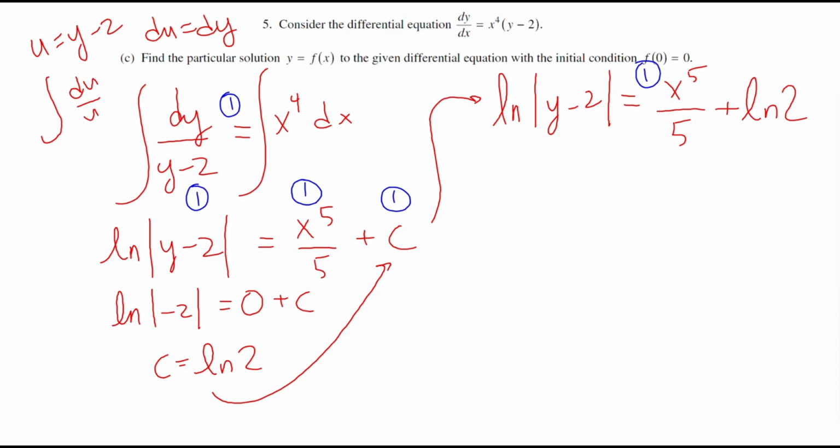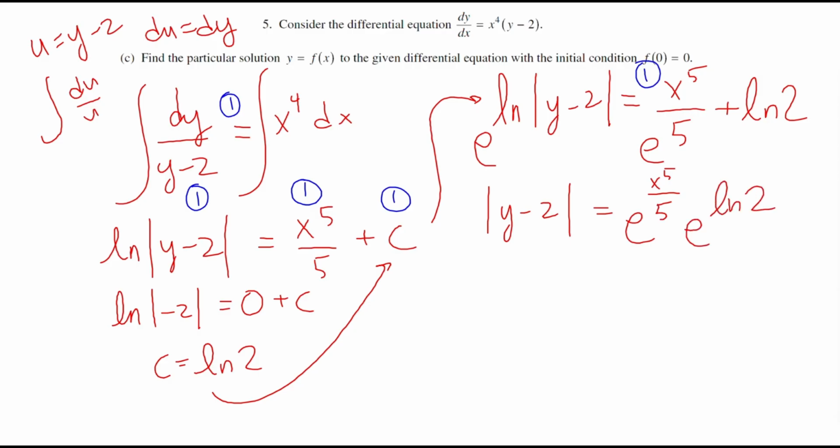And then you'll get your last point if you actually successfully solve for y. So we'll exponentiate both sides to get absolute value y minus 2 is equal to e to the x to the 5th over 5 times e to the ln 2. Remember, exponent rules say e to the a plus b is equal to e to the a times e to the b. And the reason we do that is so that we can turn e to the ln of 2 into just a 2 out in front there. So now we have 2e to the x to the 5th over 5.